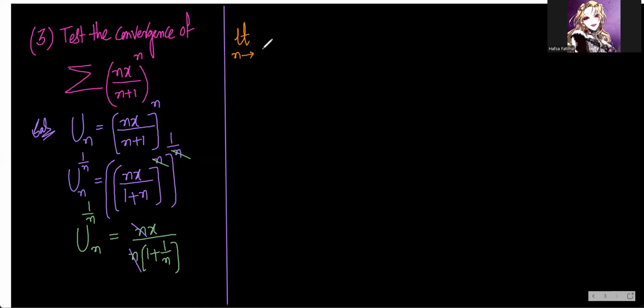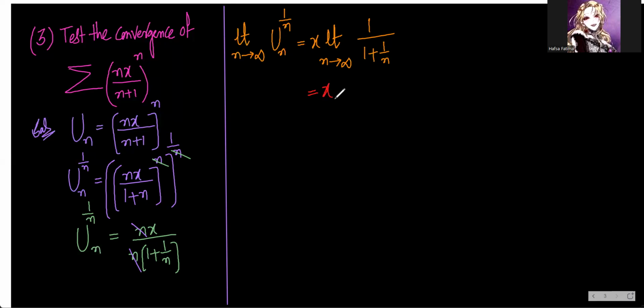Limit n tending to infinity for this u_n value, meaning the nth root value. You can notice here x is treated as a constant, so it goes out of the limit n tending to infinity. It is 1 by 1 plus 1 by n. Don't forget that we don't have any power here. So as n tends to infinity, this value will become 0. If this is 0, 1 plus 0. So finally what is left over here? We are left with x as our answer.